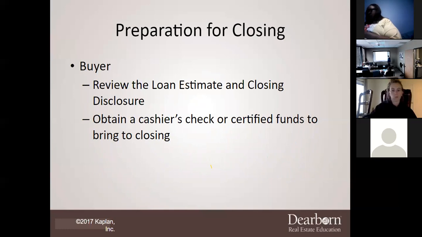And so the buyer will review the loan estimate and the closing disclosure, and then obtain a cashier's check or certified funds to bring to closing. Now, a big one for this is wire transfers. Justin told me one time a story. Somebody got a call saying, "Hey, we're conducting the closing or whatever. We need you to send the money to XXX." Guy sends the money, then they go to closing, and the agent's like, "Have you wired the money?"